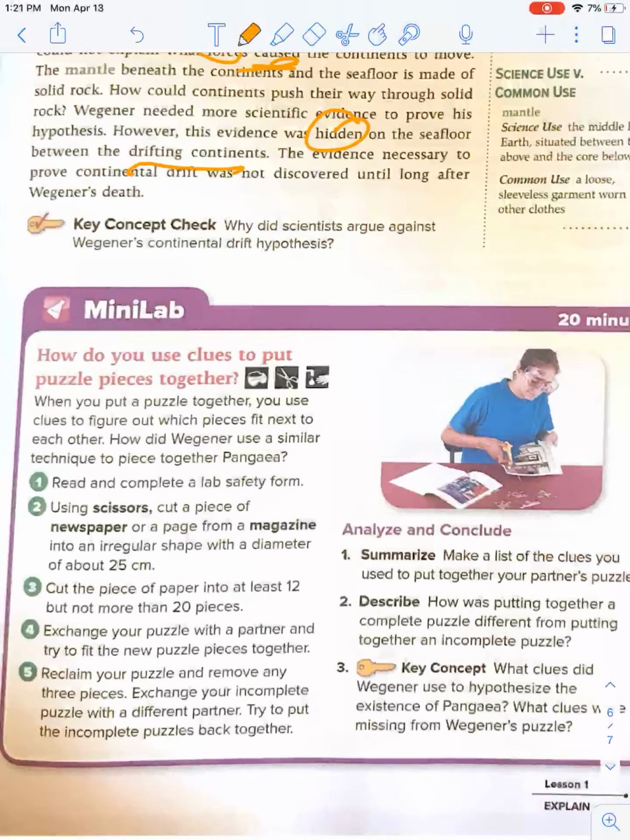Key concept check. Why did scientists argue against Wegener's continental drift hypothesis? Well, they argued because he could not explain how the continents moved.